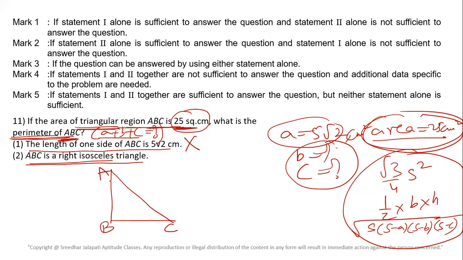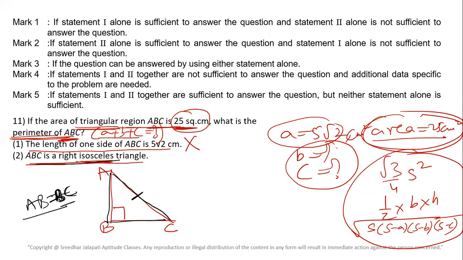A, B, C, right angle at B. What do you mean by isosceles? Two sides are equal. In a right angle triangle, which two sides can be equal? Only the perpendicular sides. Hypotenuse cannot be equal to any side. Only AB and BC can be equal here. AC always should be the longest. This cannot be equal to any side. I think that basic point you must be knowing.